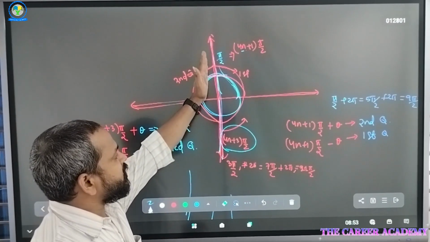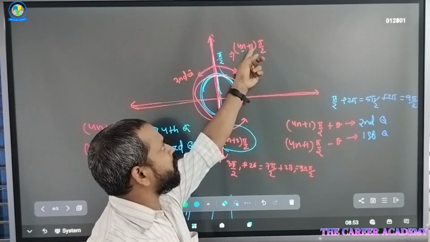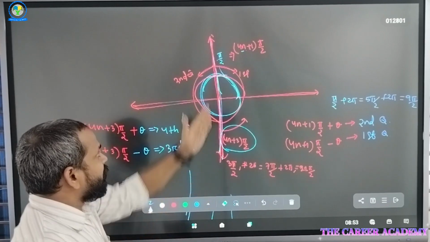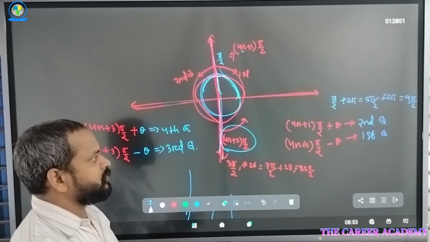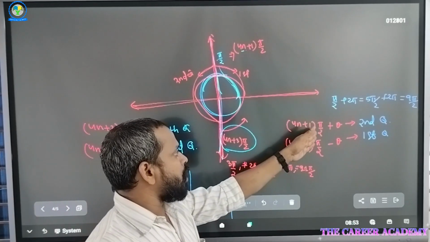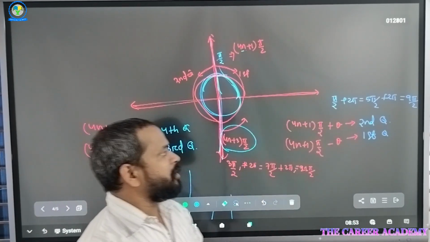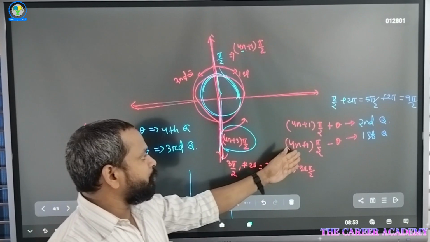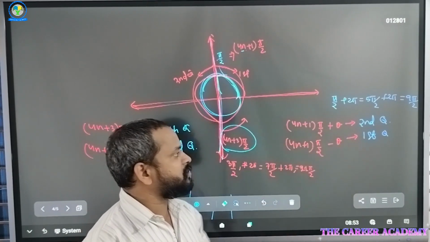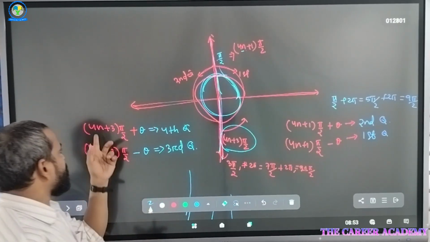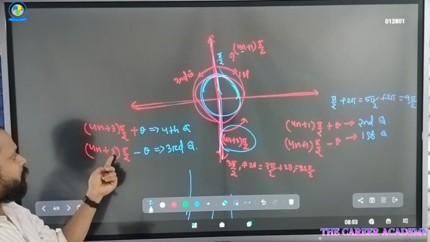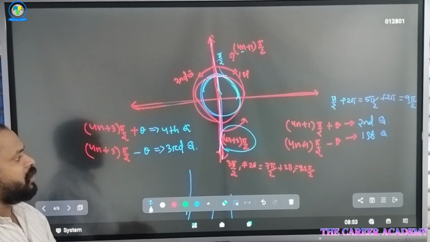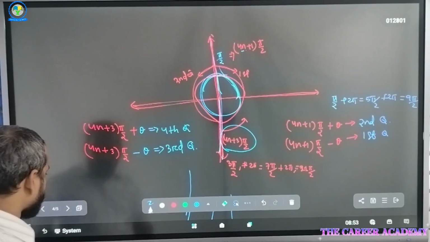See, the positive y-axis behaves as angle 4n plus 1 pi by 2. The negative y-axis behaves as angle 4n plus 3 pi by 2. And when it is 4n plus 1 pi by 2 plus theta, it behaves as second quadrant. 4n plus 1 pi by 2 minus theta, it behaves as first quadrant. If 4n plus 3 pi by 2 plus theta, fourth quadrant. 4n plus 3 pi by 2 minus theta, it behaves as third quadrant. Clear?